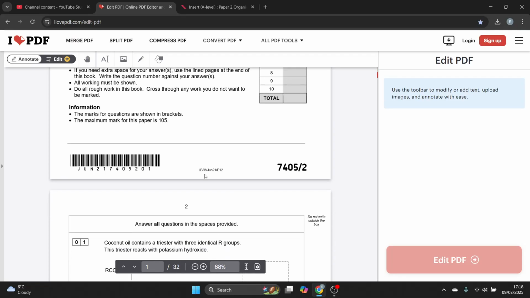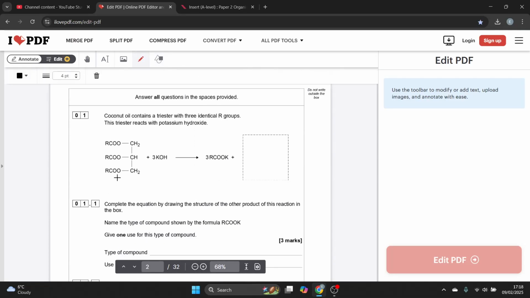AQA A-Level Chemistry, 2021 Paper 2, Question 1. Coconut oil contains a triester with 3 identical R groups. The triester reacts with potassium hydroxide. Complete the equation by drawing the structure of the product.